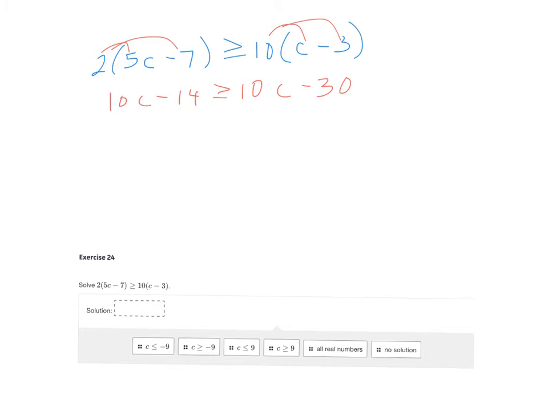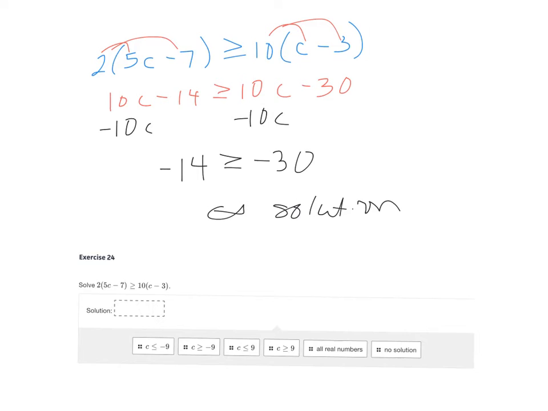Now, if we look here, we've got 10c on both sides, so we're probably going to get rid of that variable, right? Let's say we minus 10c from both sides. We're going to get negative 14 is greater than or equal to negative 30. Is negative 14 greater than or equal to negative 30? Yes, it is greater than. So this is an infinite solution, or you could say all real numbers.